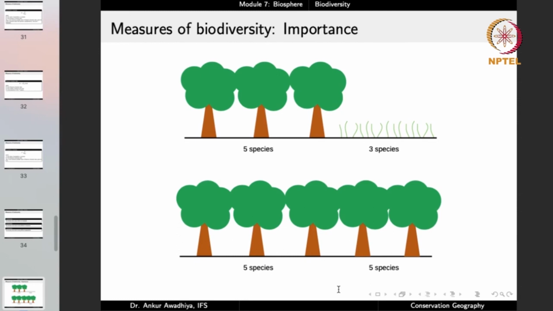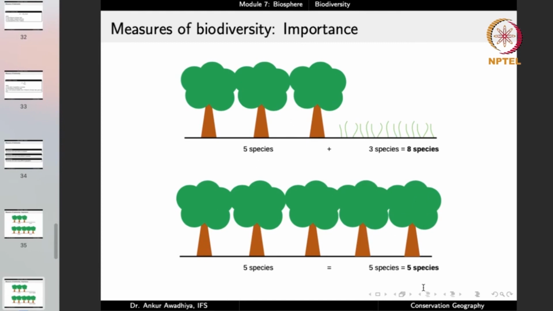Now such an idea, on the face of it, looks absurd. Why? Because when you are converting this area into a woodland, then here also you have the same 5 species, here also you have the same 5 species. So earlier we were having 5 species of woodland plus 3 species of the marsh, giving a total of 8 species in the forest. But now here we have 5 species, here again 5 species, and here again 5 species.